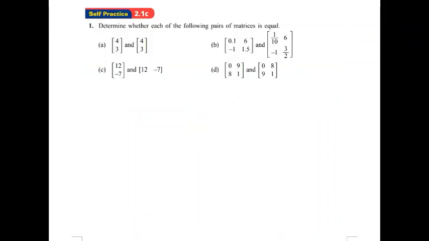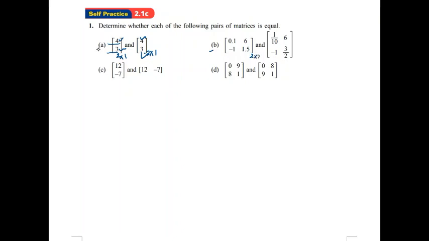Let's try self practice 2.1c. Number 1, determine whether each of the following pairs of matrices is equal. So A: 4, 3 and 4, 3. This one is order 2 by 1. This is also order 2 by 1. So both have the same order. And every element in this matrix and this matrix is also the same, so we can say that they are equal matrices.